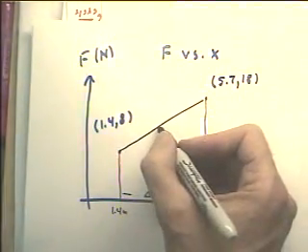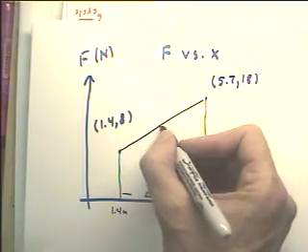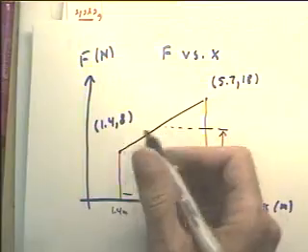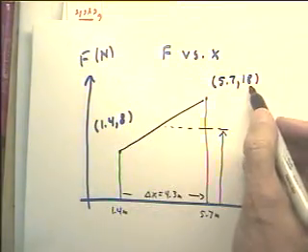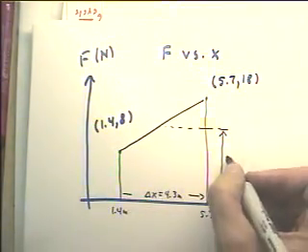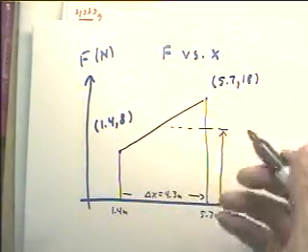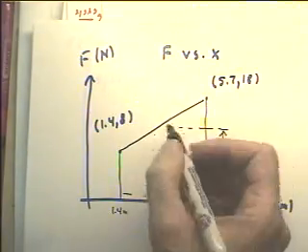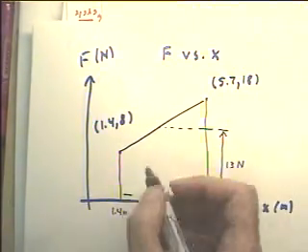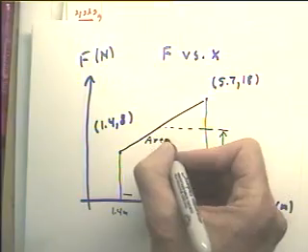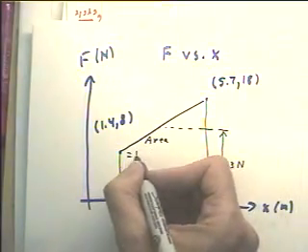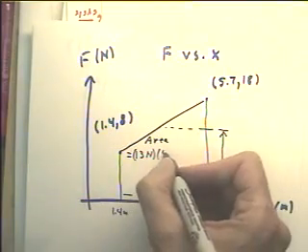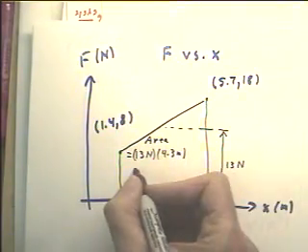The average altitude of this graph will be the average of the 8 newton force and the 18 newton force. If you average 8 and 18, you add them and divide by 2, you get 13 newtons. So the average altitude of the graph is 13 newtons. The area is the average altitude, 13 newtons, multiplied by your displacement, 4.3 meters.